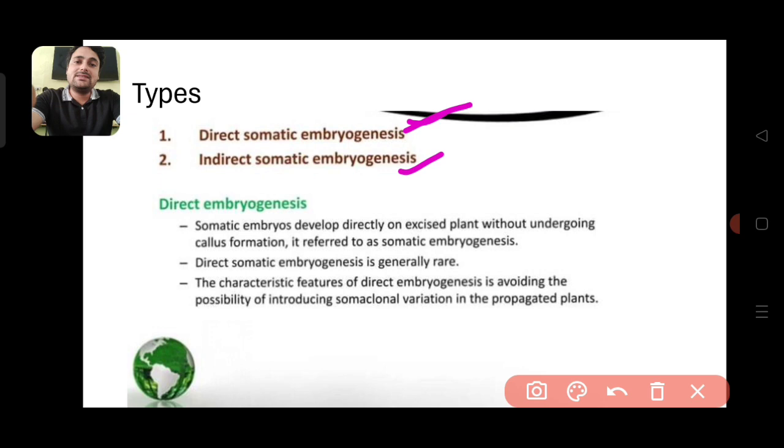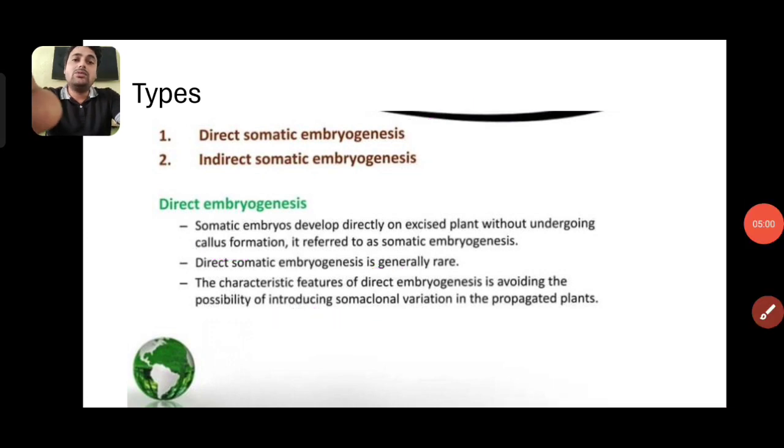Now come to the first one, direct embryogenesis. In this, somatic embryos develop directly on the excised plant without undergoing callus formation. So in this process no callus will be formed. It is very rare, and the characteristic feature of direct embryogenesis is avoiding the possibility of introducing somaclonal variation in the propagated plant. It means that it doesn't add any variation to the embryo. So we are not going to see any variation in the progeny plant. It will remain the same as the parental plant.